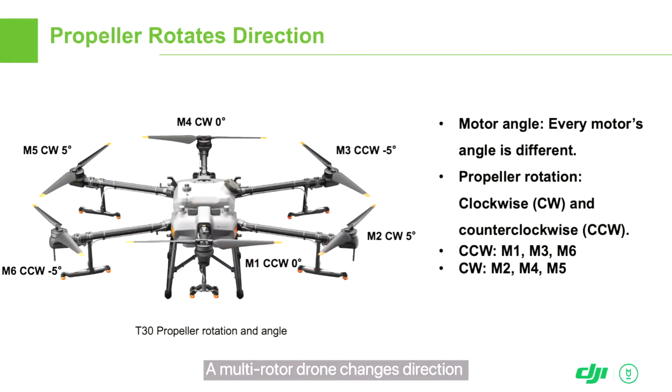A multi-rotor drone changes direction by changing the speed of its different motors. For example, if the speed of the left motor is higher, the drone will fly to the right side. Usually, half of the drone's propellers rotate counterclockwise, and the other half rotate clockwise. Accordingly, propellers are divided into CCW and CW propellers. Before installing propellers, make sure that you align them with their motors correctly.